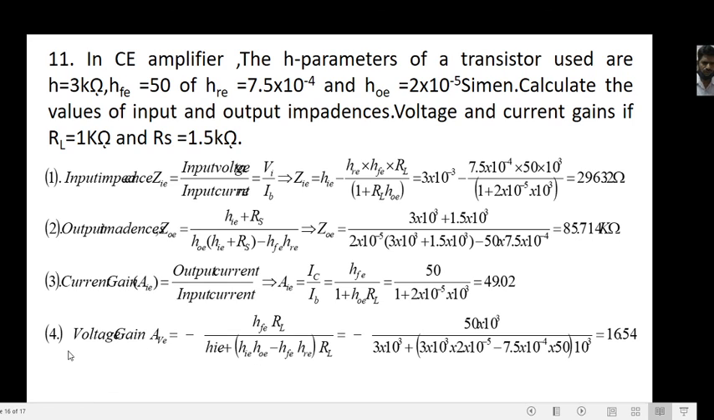And the fourth one is voltage gain AVE, that is equal to minus HFE RL divided by HIE plus HIE into HOE minus HFE into HRE into RL. So in this formula we can substitute all the given values. We will get 16.54.